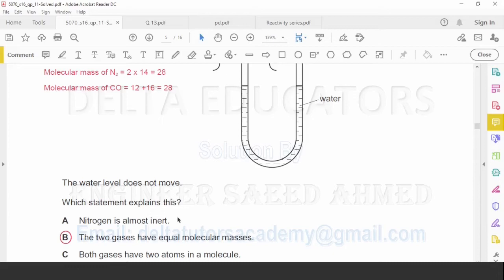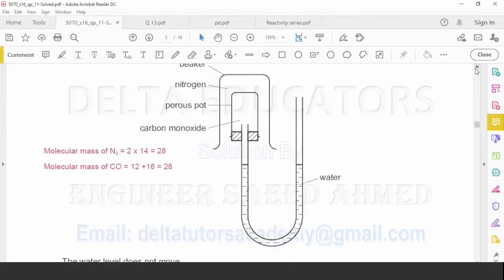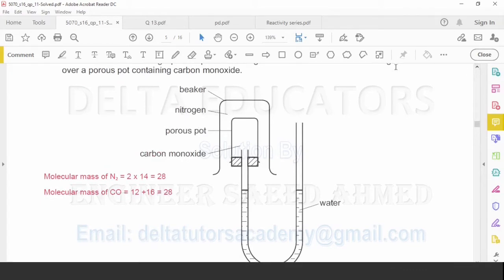Option B, the two gases have equal molecular masses. Yes, it is the correct option. Here we have two gases, one is nitrogen and the second is carbon monoxide. The molecular mass of nitrogen is 2 multiplied by 14, it is 28. The molecular mass of carbon monoxide is 12 plus 16, it is 28. So here the molecular mass of nitrogen and carbon monoxide is the same.